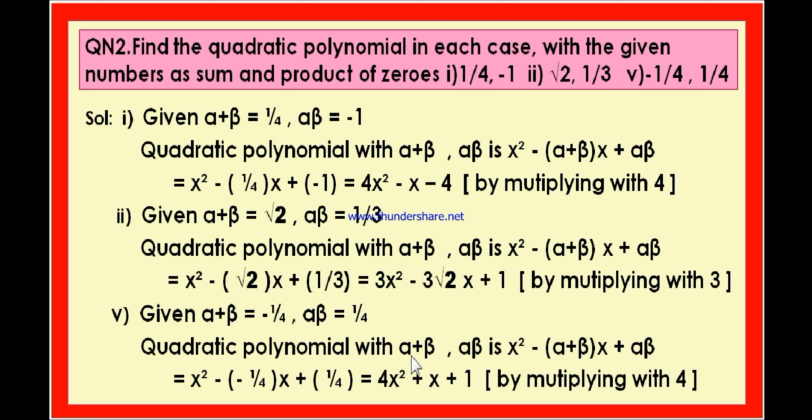You can check. We have the formula to find the sum of the zeros if we know the quadratic polynomial. What is the formula to find sum of the zeros alpha plus beta? Minus b by a, that is minus 1 by 4. We got minus 1 by 4 only. Then what is the formula to find product of zeros? Product of the zeros is equal to c by a. Here c is 1 and a is 4. 1 by 4, it is also equal to 1 by 4.